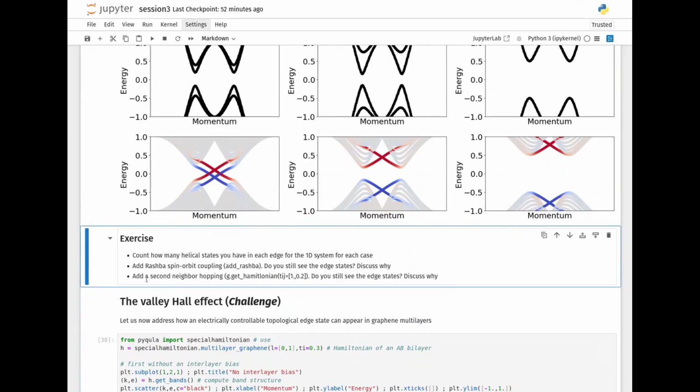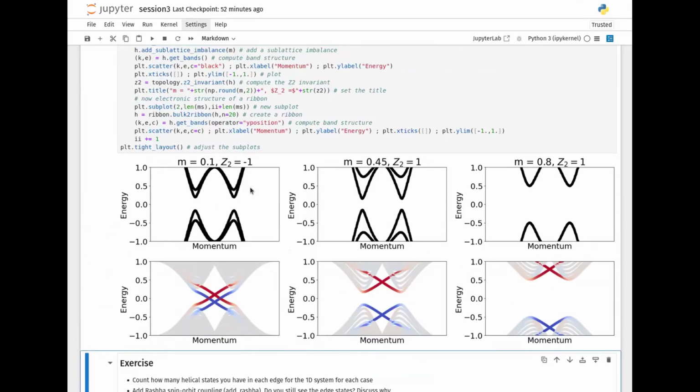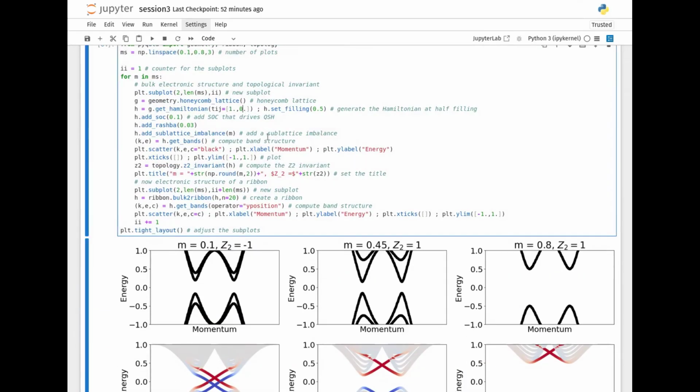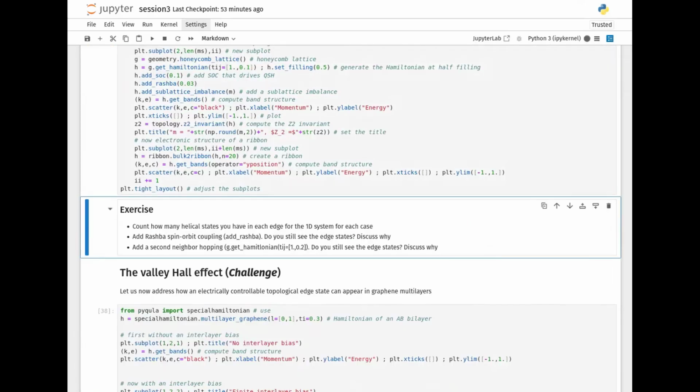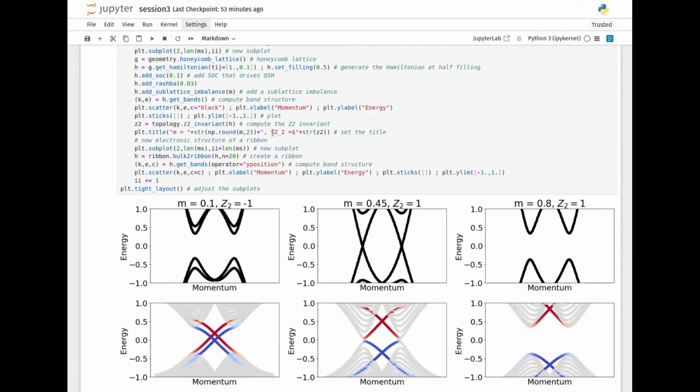And then the next question is to add a second neighbor hopping and see if we still have the edge states. And so for that, we do it here. So we can add our second neighbor hopping over there, and see that in the presence of a second neighbor hopping, that also breaks some symmetries of the honeycomb lattice, which in particular is chiral symmetry, and creates electron hole asymmetry.